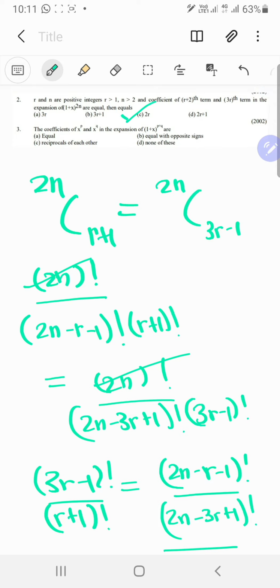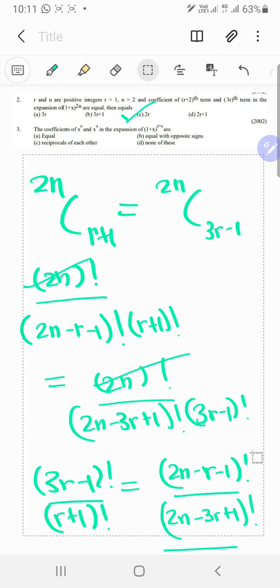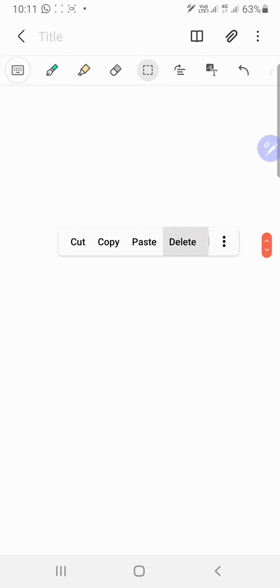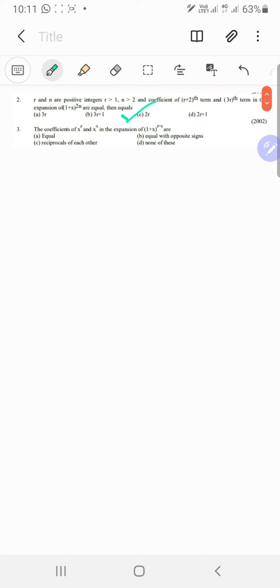Okay, so let's go to the third question. The coefficients of x^p and x^q in the expansion of (1 + x)^(p+q) are. This is a very standard question. We know these are actually equal. So it's going to be p plus q choose p, and p plus q choose q. So both of these coefficients are actually equal.